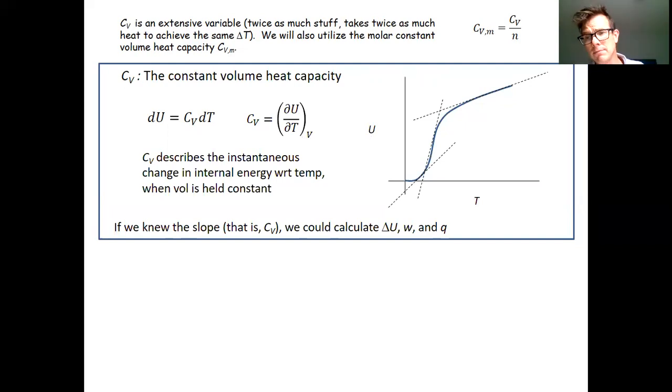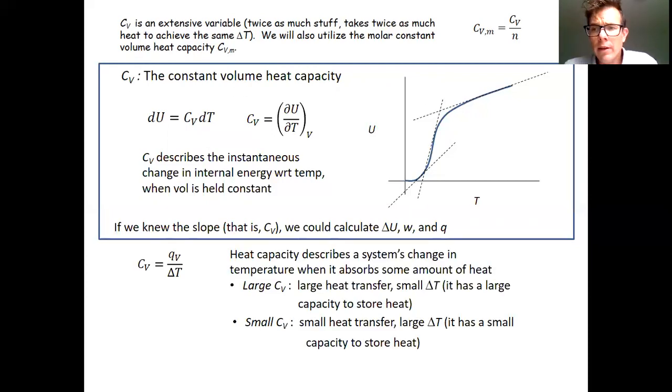And the heat capacity is simply the instantaneous change in the internal energy with respect to temperature. It's the slope. And if I knew what that slope was, then I could calculate delta U, W, Q, all of those things. We'll get there. That's a mathematical definition.